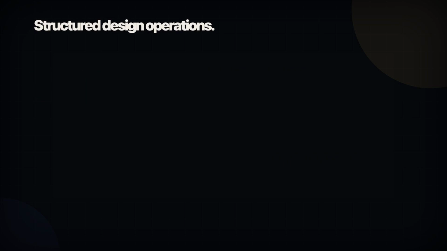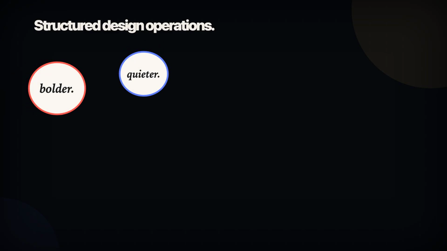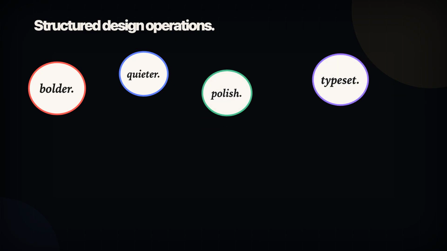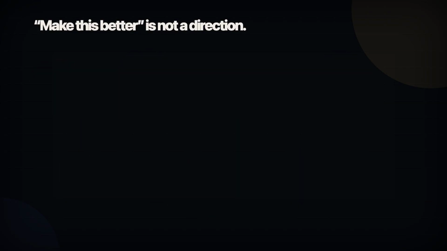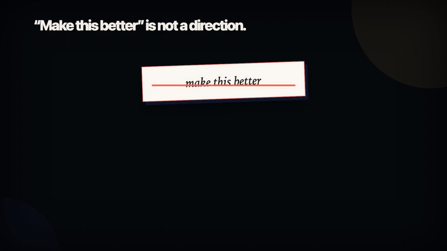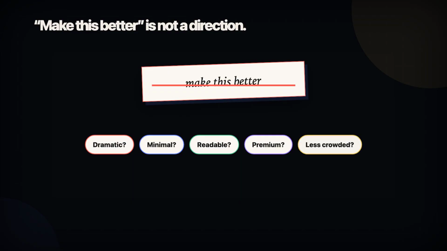Instead of giving Claude one giant design prompt, Impeccable gives it a collection of structured design operations. Things like bolder, quieter, polish, typeset, animate, colorize, simplify, and several others. There are more than 20 of these commands covering different parts of the design process. And that matters because saying, "make this better," is actually a terrible design instruction. Better in what way? More dramatic, more minimal, more readable, more premium, less crowded? Impeccable turns those vague instincts into instructions an agent can actually act on.